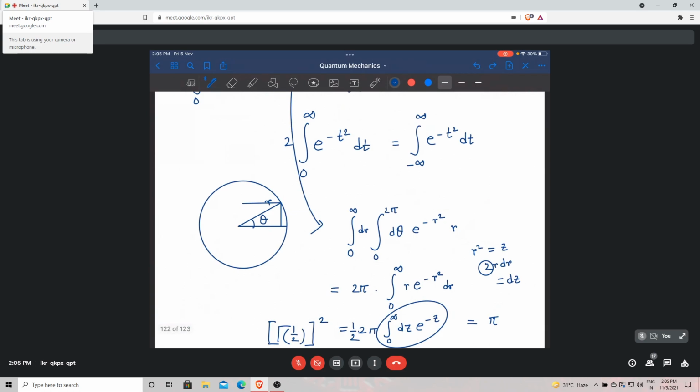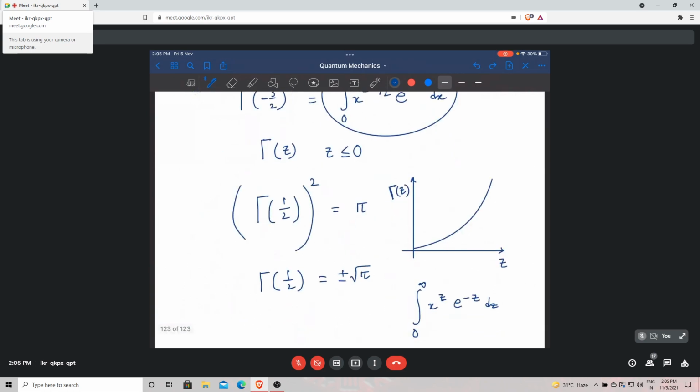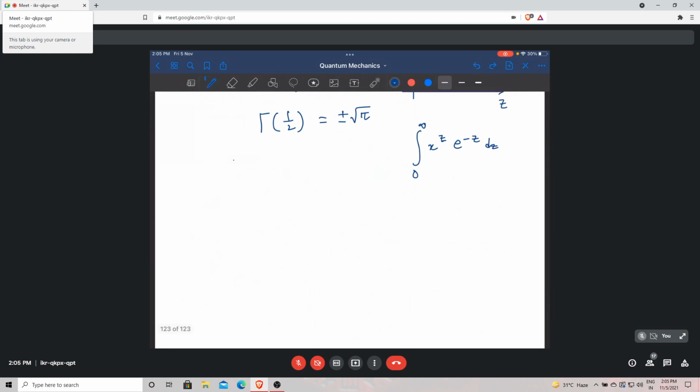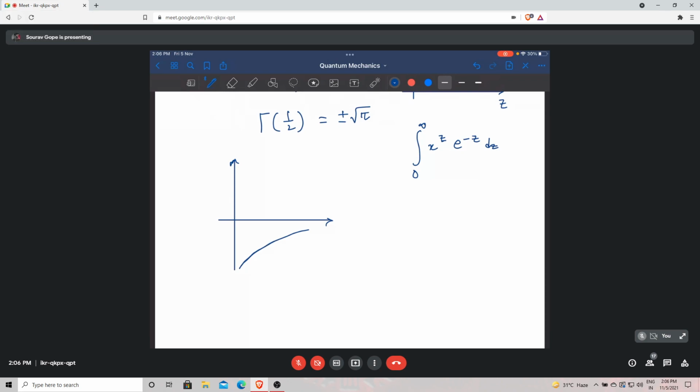One thing you tell me: this integration is nothing but the area under the curve, right? Just some area under the curve. Suppose the area is in the negative direction, suppose this direction, then this should be the curve. Suppose this is the curve, one curve.